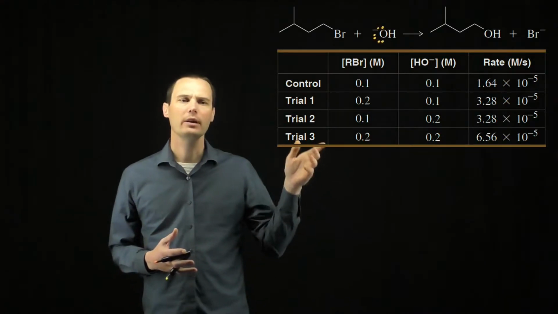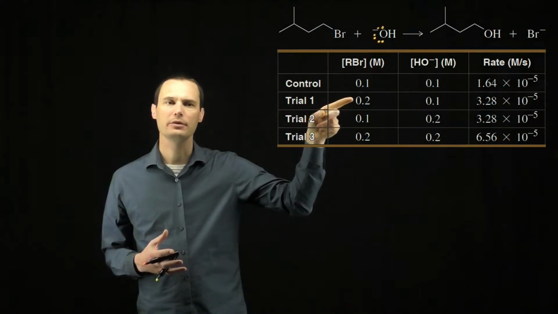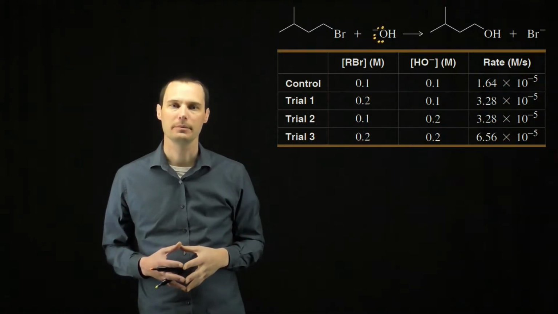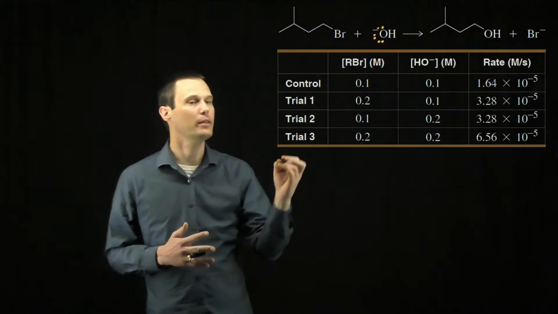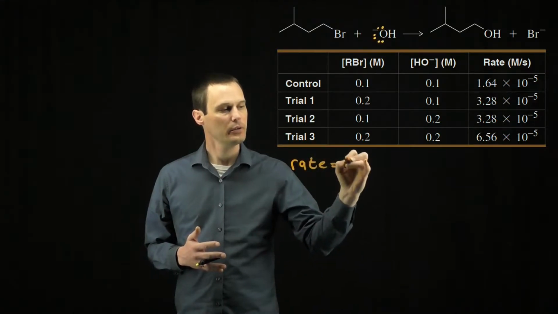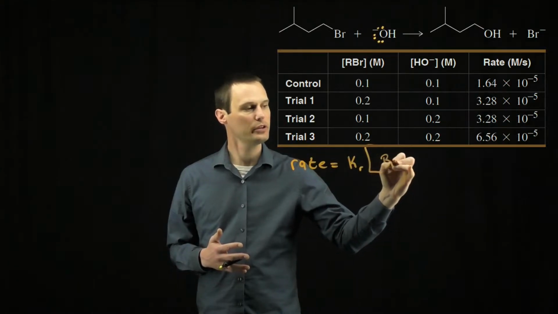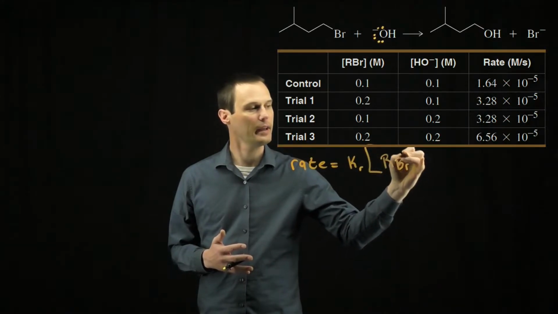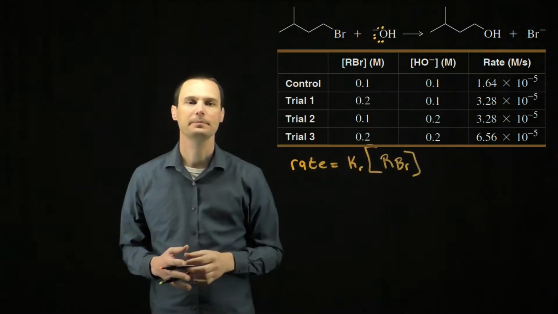Looking at the data, what I notice is that as we look at the concentration of the alkyl halide, as I double the concentration, the rate of the reaction also doubles. That tells me that the molecule, the alkyl halide, is present in the rate law. So the rate for this reaction is going to be equal to some rate constant times the concentration of the alkyl halide. The alkyl halide is present in the rate law for this reaction.